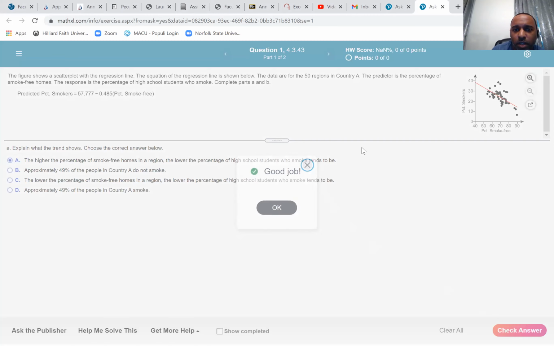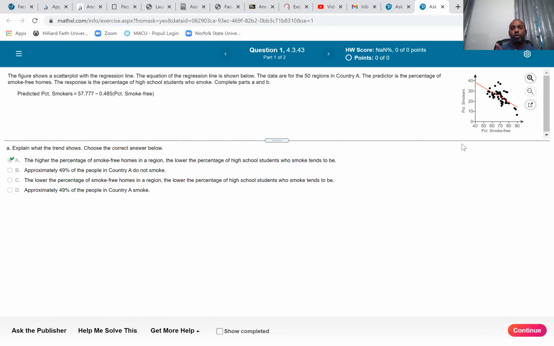Yeah, because it's going down. Now, if the trend was going up, the higher the percentage of smoke-free homes, the higher the percentage of high school students who smoke. All right, so continue.